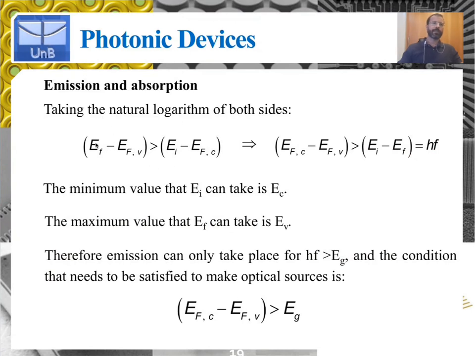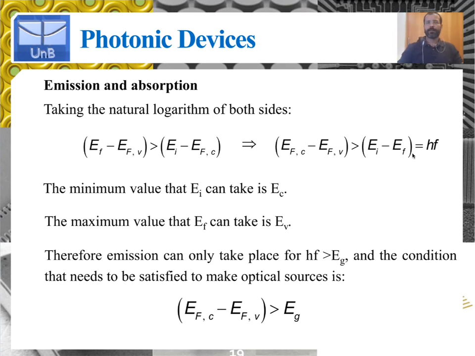So basically EF, the final energy level for emission, minus the Fermi level EFV, has to be greater than EI minus EFC. Now we just rearrange things a little bit: let's pass this term to the left-hand side, and we have EFC minus EFV, and pass this term to the right-hand side, and we have EI minus EF.